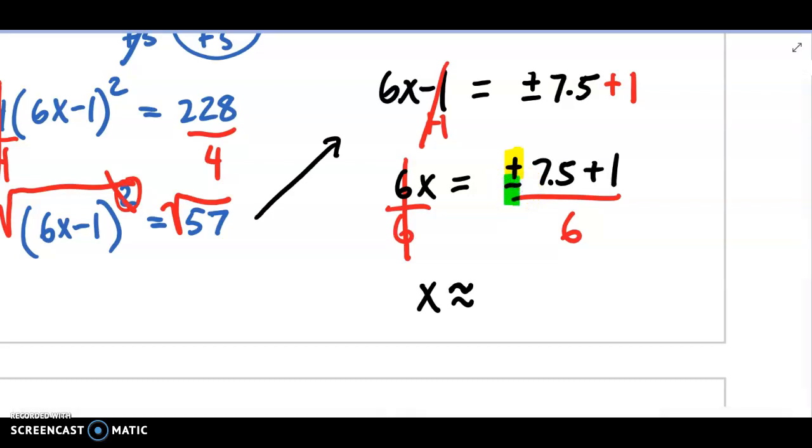All right, so our two answers are going to be, let's see, positive 7.5, add 1. Put that in your calculator. You should be getting 8.5. And then we're going to divide that by 6. And we get about 1.4.